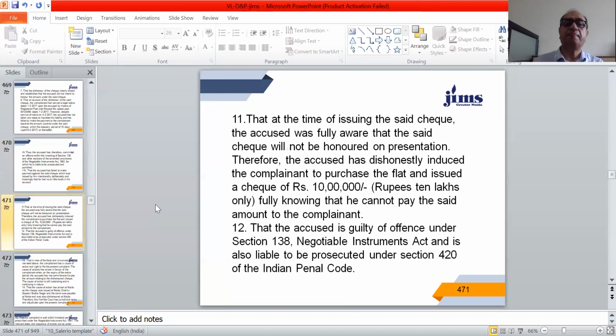Then para 11, that at the time of issuing the said check, the accused was fully aware that the said check will not be honored on presentation. Therefore, the accused has dishonestly induced the complainant to purchase the flat and issued a check of rupees 10 lakh, fully knowing that he cannot pay the said amount to the complainant. Para 12, that the accused is guilty of offense under Section 138 of the Negotiable Instrument Act and is also liable to be prosecuted under Section 420 of the Indian Penal Code.